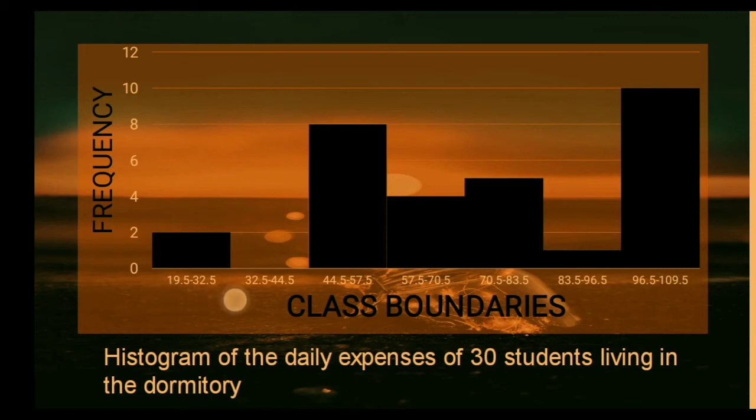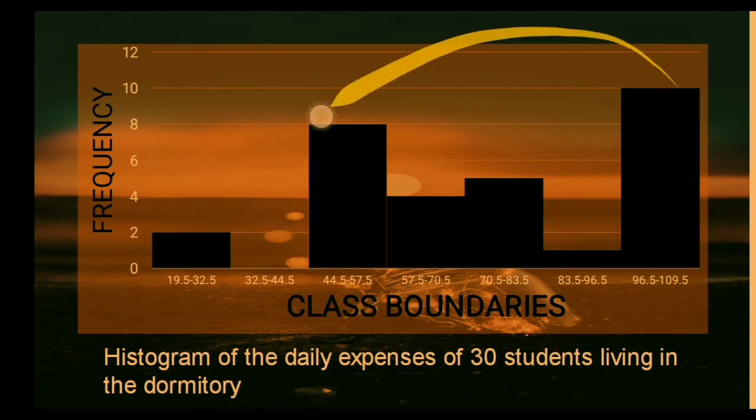19.5, 32.5, 44.5, 57.5, 70.5, 83.5, 96.5, and 109.5. In the chart presented, there are more students whose daily expenses are around 96.5 to 109.5. On the other hand, only a few students spend less than 50. Overall, the majority of the students living in the dormitory spend more than 50 per day.